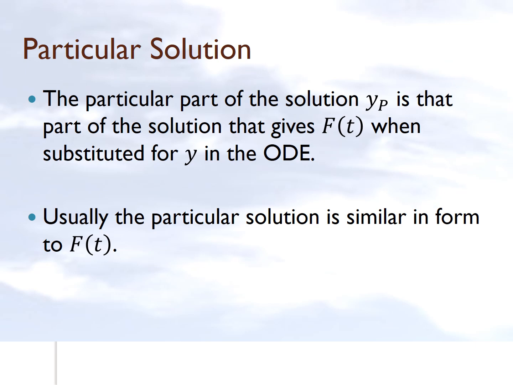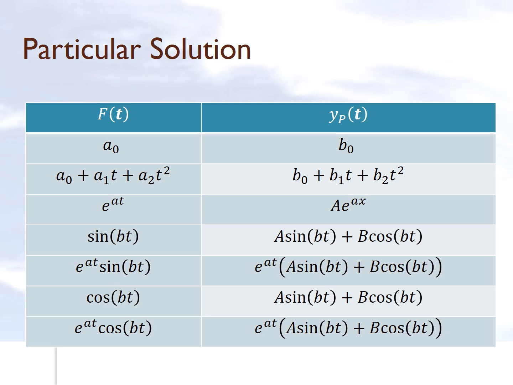The second part of the solution of a differential equation is the particular solution. The particular solution is the part of the solution that gives f of t when we substitute it into the differential equation. Usually, the particular solution has a similar anatomy to the function f of t. This table here gives us the options that we might have for f of t. If f of t is a constant, then the particular solution will also be a constant. If it is a polynomial, the particular solution will also be a polynomial. If it is exponential, it will be an exponential, and so on and so forth.